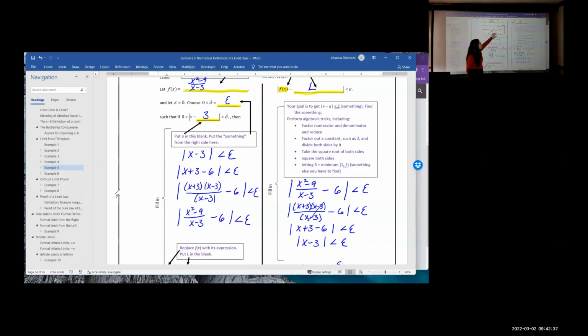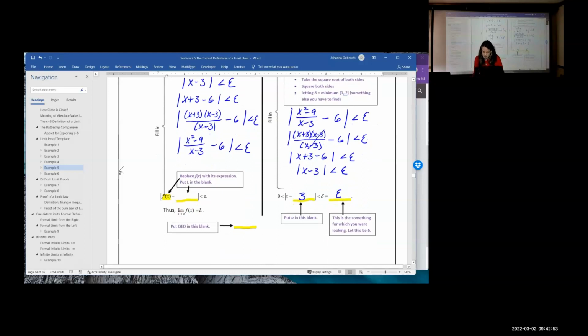If you can fit within delta distance of 3, then the function will fit within epsilon distance of 6. Right? If you can get the band around 3 on the x-axis close enough, then the horizontal band around 6 will land all the y values within epsilon of 6. And then we rewrite the final value again down here. Thus, the limit as x approaches 3 of x squared minus 9 over x minus 3 equals 6. And we put the ending acronym QED.